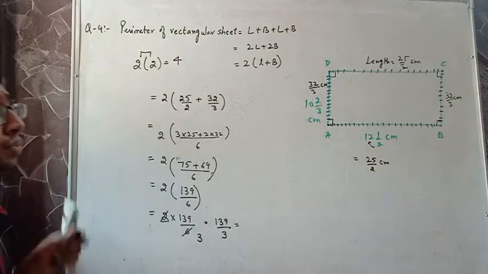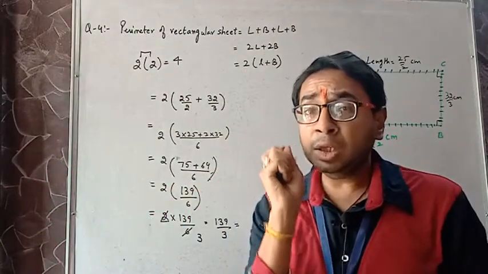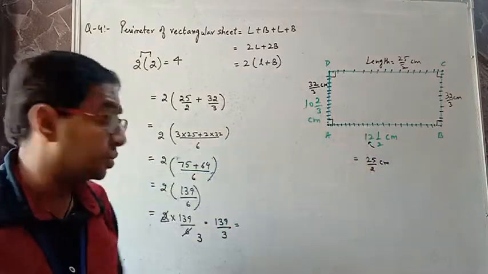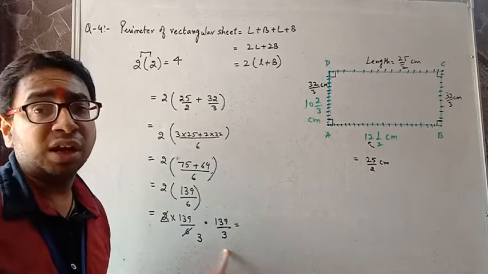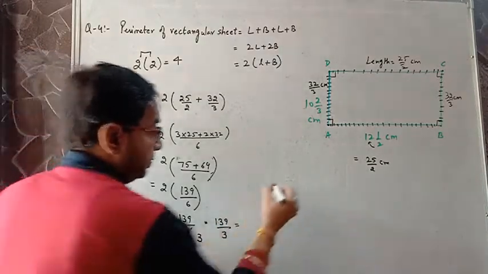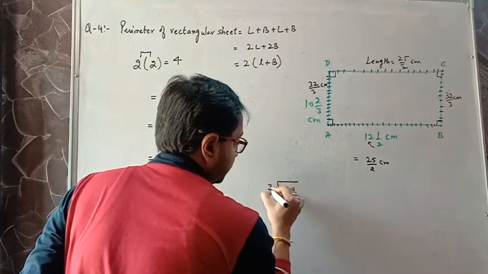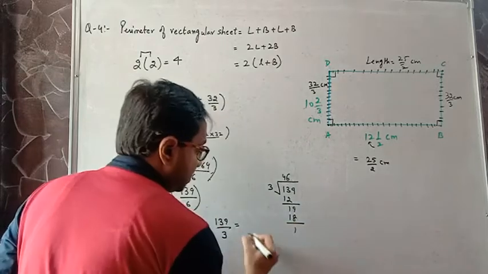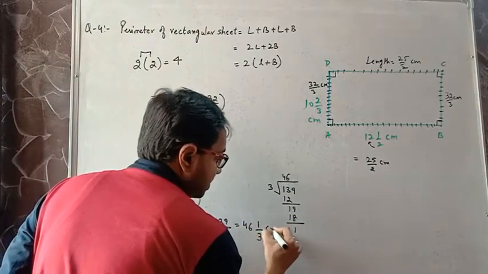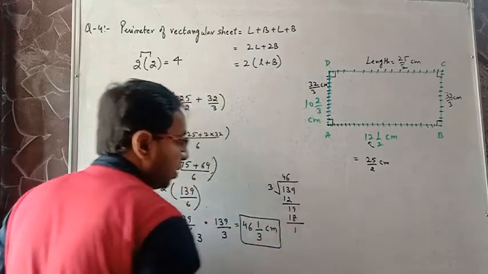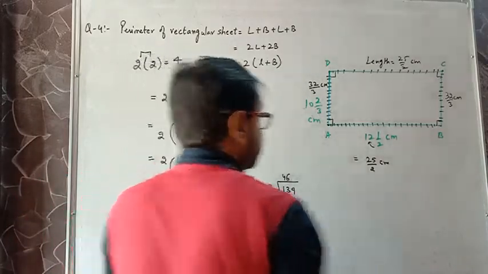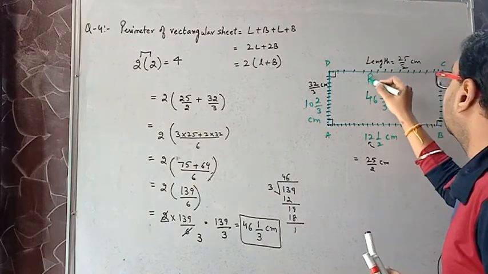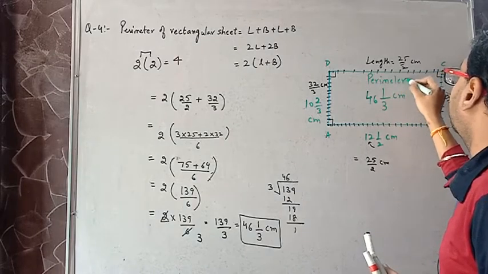If you see clearly in the question, the dimensions were in mixed fraction. So it's a moral duty to convert again into a mixed fraction to write the answer. So the mixed fraction: 3 times 46 is 138, so the answer is 46 1 by 3 centimeter is the perimeter of the given rectangular sheet.